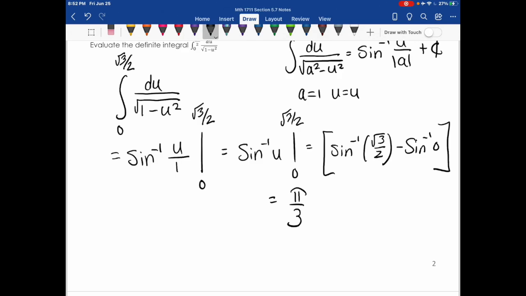When I take the inverse sine of the square root of 3 over 2, that's going to give me pi over 3. And the inverse sine of 0 is just 0. So my final answer is going to be pi over 3.